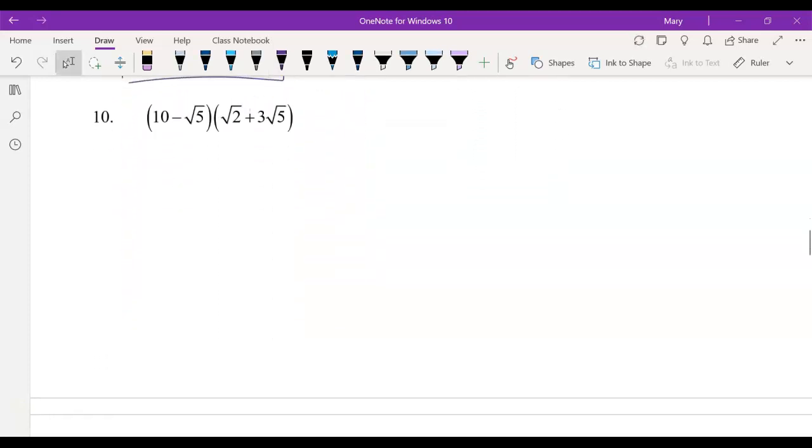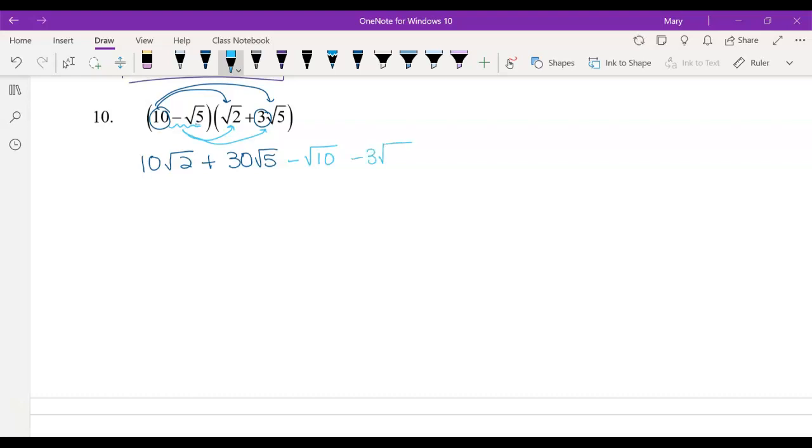So we're going to try one more of those. We are going to take this 10 and we're going to distribute it to each term in the second parentheses. 10 times root 2 is 10 root 2. 10 times 3 root 5 is 30 root 5. We're going to take this negative root 5 and distribute it to the root 2 to get negative root 10. And negative root 5 times 3 root 5 is negative 3. And then we're multiplying the roots, so root 25.